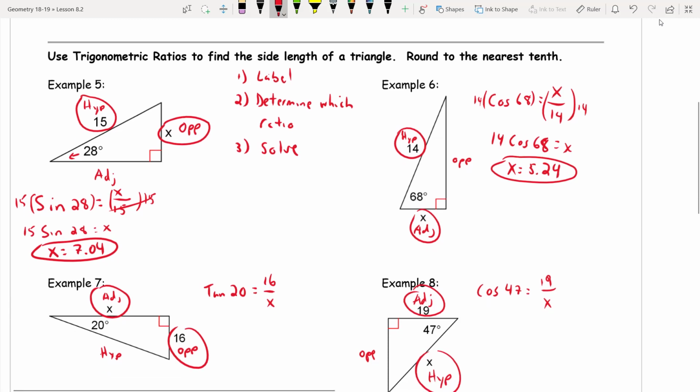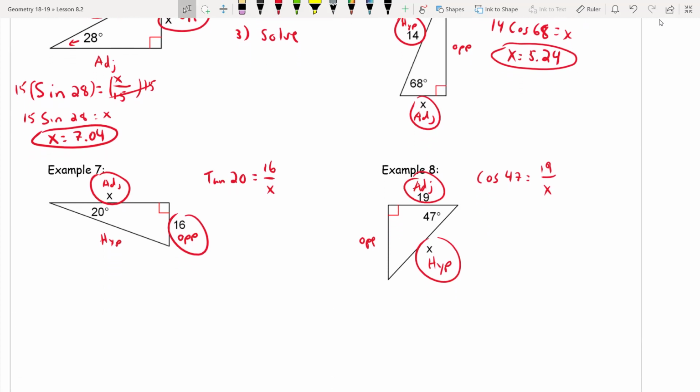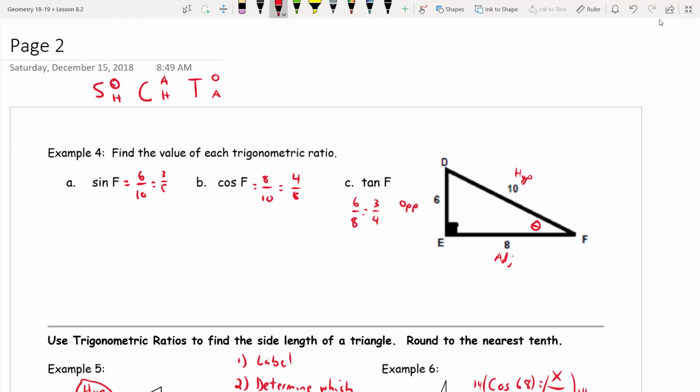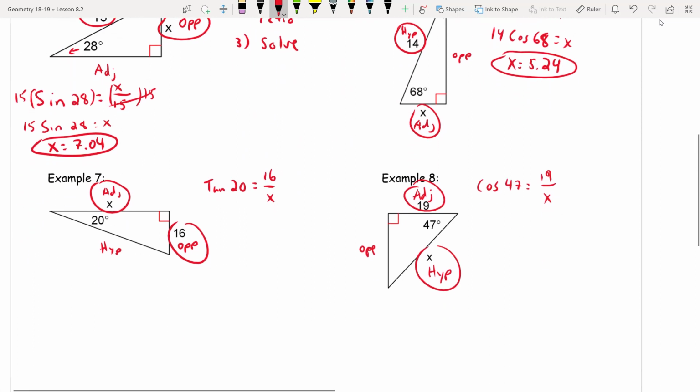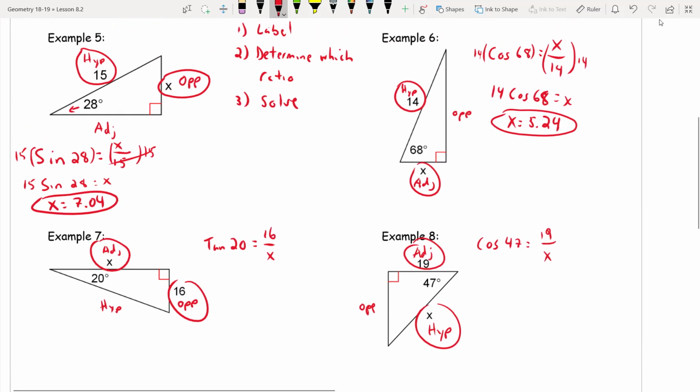So for 7 and 8, things are a little different. I followed my process. I labeled. I had adjacent and opposite, so the only option I had was my tangent ratio. And when I set it up, I had tangent of 20 equals 16 over x. And if you're looking across the screen, you can see the same thing happened for example 8. So you're probably asking, what do I do? What mathematically can I do here?